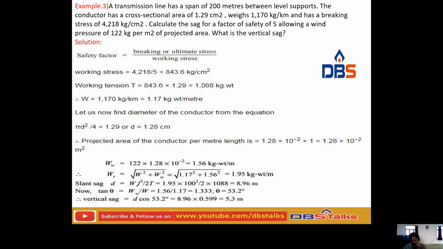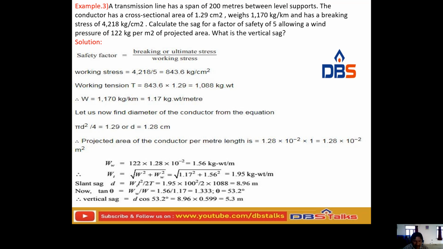As usual, this problem is also similar to the previous problem. From the safety factor formula, safety factor is equal to ultimate stress divided by working tension. So working stress is equal to the ultimate strength divided by the safety factor. The given ultimate strength is 4218 divided by 5, that is equal to 843.6 kg per centimeter squared. Working stress is equal to 843.6 kg per centimeter squared.